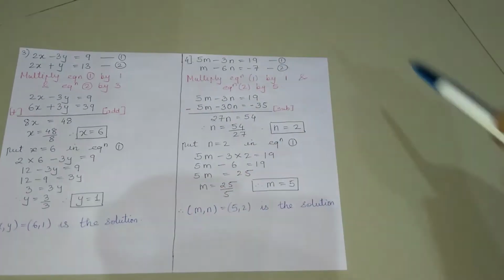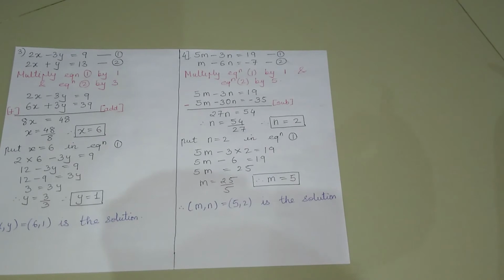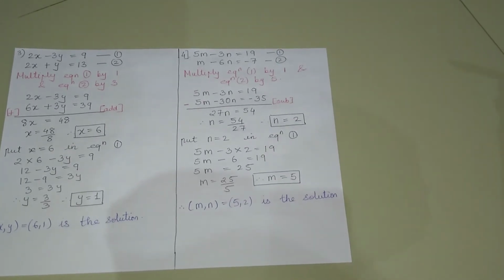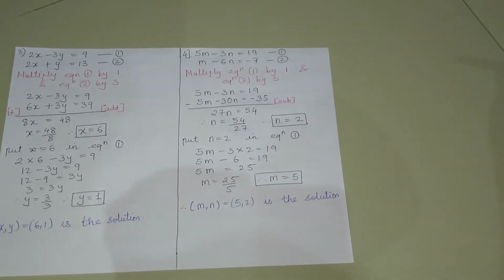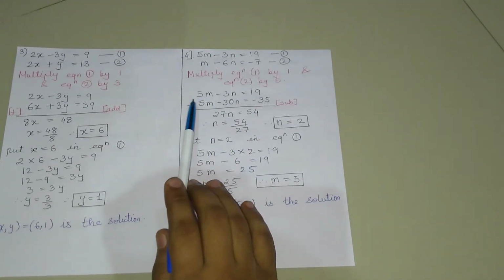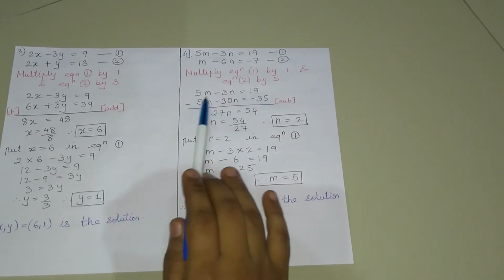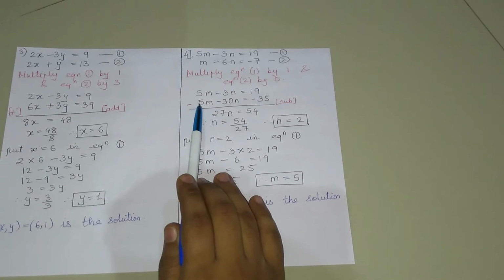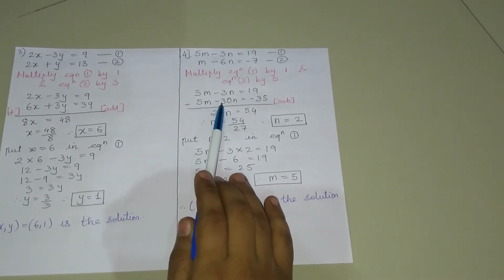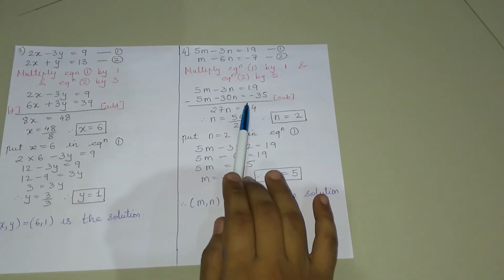Okay, for making it the same pair, equation 1 we can multiply by 1 and equation 2 we can multiply by 5. So when you multiply equation 1 by 1 it will be as it is. Then if you multiply equation 2 by 5, so 5m minus 5 6 are 30, 5 7 are 35, so minus 35. So now we have the same pair but we don't have the opposite sign.